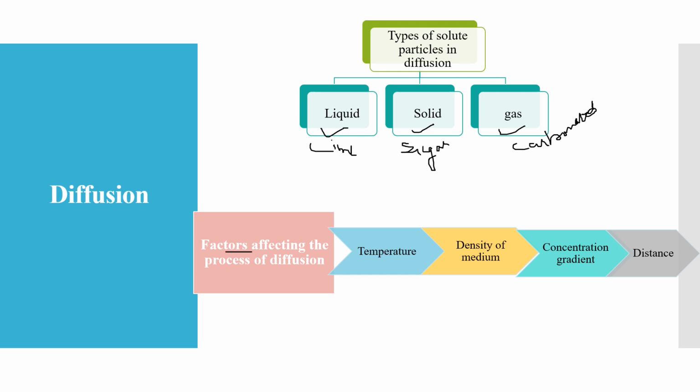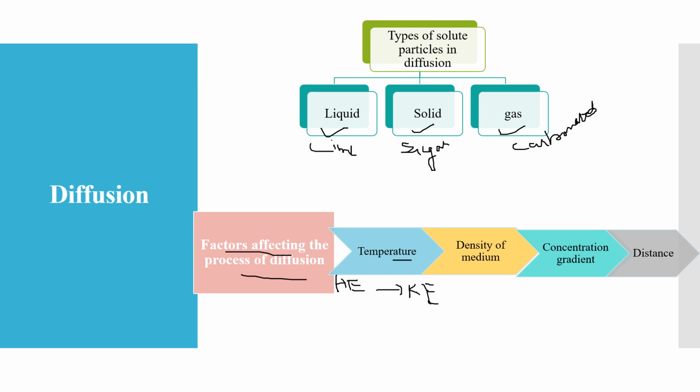Next are the factors affecting the process of diffusion. The first factor is temperature. Increasing temperature increases the rate of diffusion. For example, if we are cooking food in the kitchen, heat energy is provided. Energy can be converted from one form to another, so here heat energy is converted to kinetic energy. Because of the kinetic energy, molecules strike one another and travel a distance, and we can smell the food cooking in the kitchen even sitting in the room. So temperature is very important.